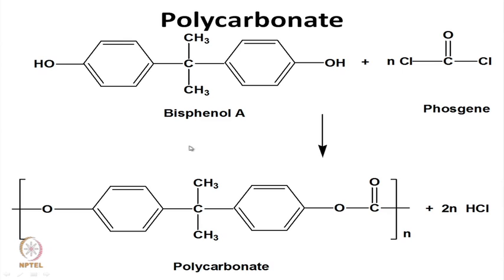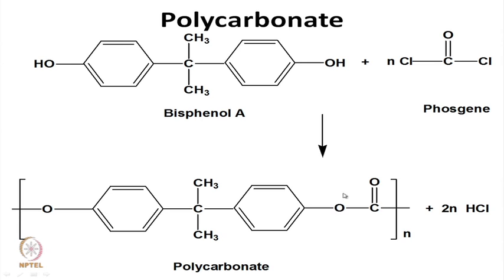Now, the general polycarbonate is made from bisphenol A. This is the formula of bisphenol A. Two phenolic groups are present in this bisphenol A, and this is the phosgene, COCl2. Now, phosgene is highly reactive to bisphenol A. After reacting, they form a polymer that is known as polycarbonate.